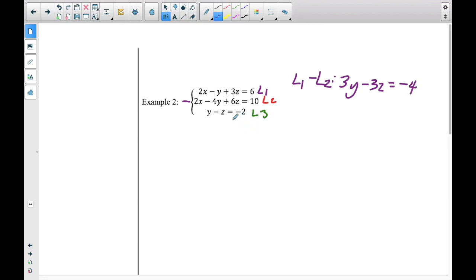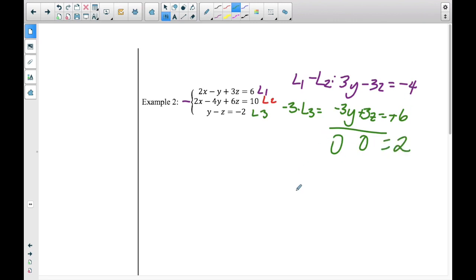Okay, I'm looking at my L3 and it looks like I can take that multiplied by 3. So that's going to give me 3y minus 3z is equal to negative 6. And you know what? Maybe I should have done a negative to make it easier. So negative, negative, positive, positive. All right, I'm going to combine these. That drops off. That drops off. This comes out to be a 2. Does 0 equal 2? No. This is a no solution problem.